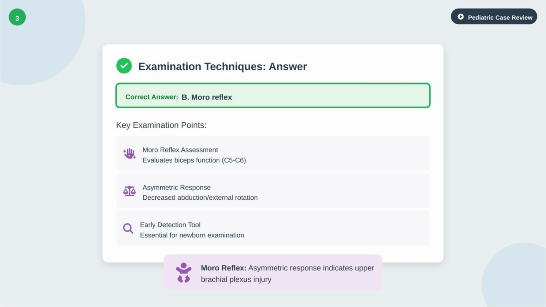Moro reflex. When eliciting the Moro reflex, an asymmetric response with decreased abduction and external rotation of the affected arm indicates upper brachial plexus injury. This test helps evaluate function of muscles innervated by C5 and C6, including the biceps. The cookie test is used later to assess shoulder external rotation. Examining primitive reflexes like Moro is essential in early detection of brachial plexus injuries in newborns.